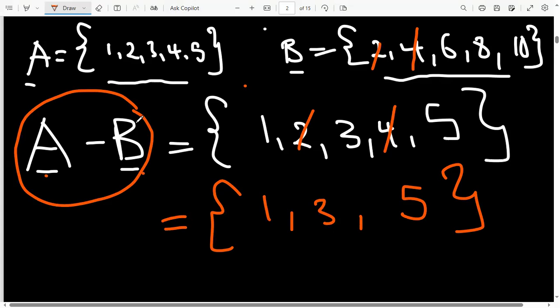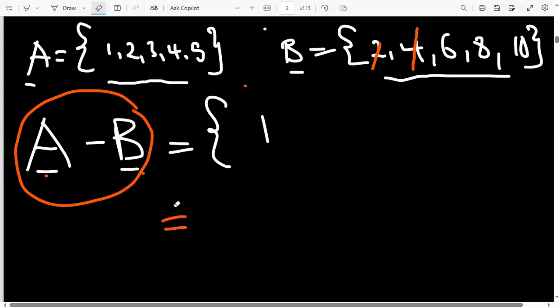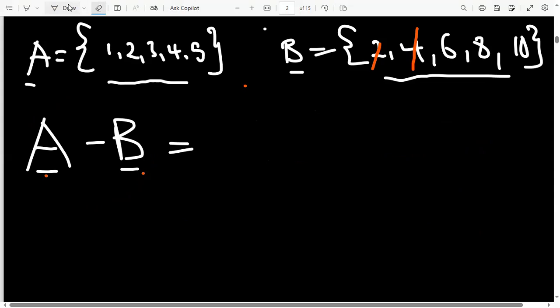So A minus B simply means all the elements that are in A, but they should not be in B. We wrote out all the elements that are in A first, and then we cancel out those we can see that are also contained in B. So our A minus B will be 1, 3, and the 5 there. Let me write it here. So we had 1, 3, and 5.